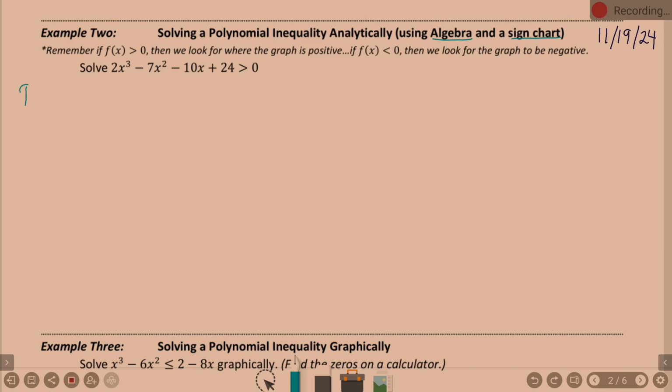What do you remember about PRRs? It's a constant and one with the biggest variable. Okay. So on top, it's factors of the constant, which are factors of 24, over factors of the lead coefficient, which in this case is 2. What are my factors of 24? 1 and 24. 1 and 24. 2, 12. 2 and 12. 3, 8. 3 and 8.